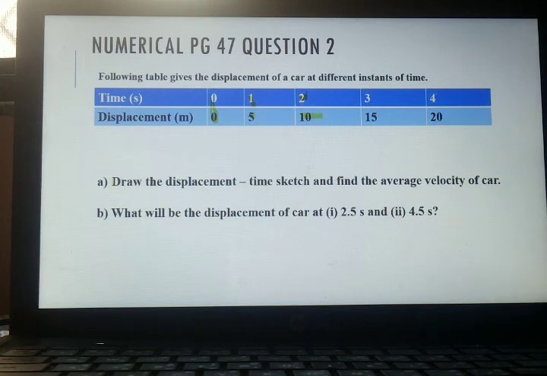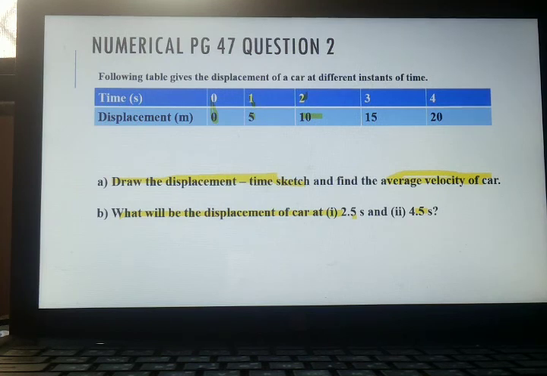Over here, first of all we have to draw a displacement time graph, then we have to find the average velocity. Then we also have to find the displacement of the car at 2.5 second and 4.5 second. You will see that 2.5 is not over here, and 4.5 is also not over here. So there is a procedure for finding it, which we will see.